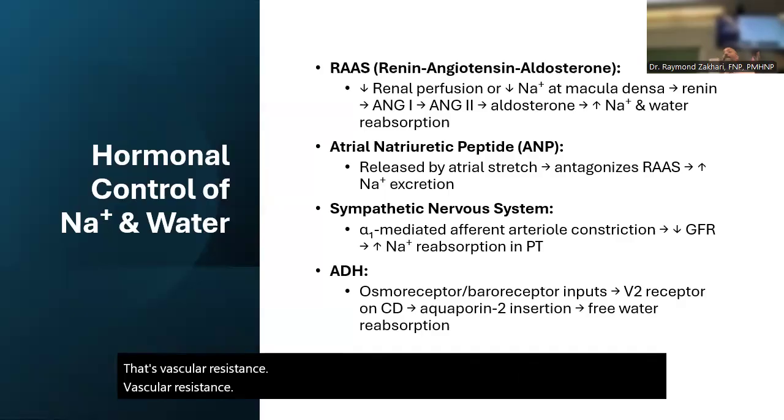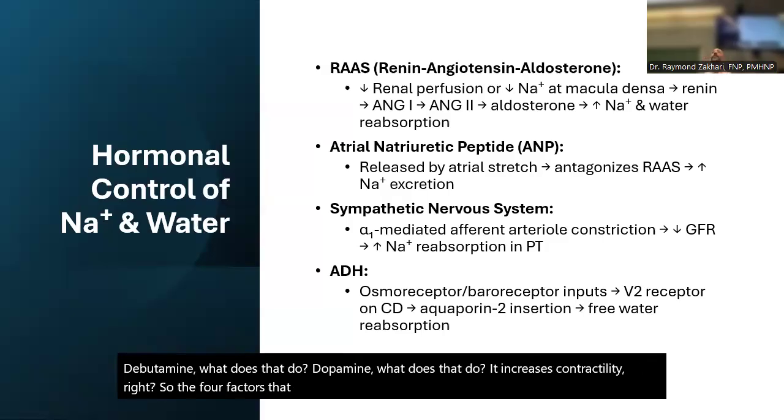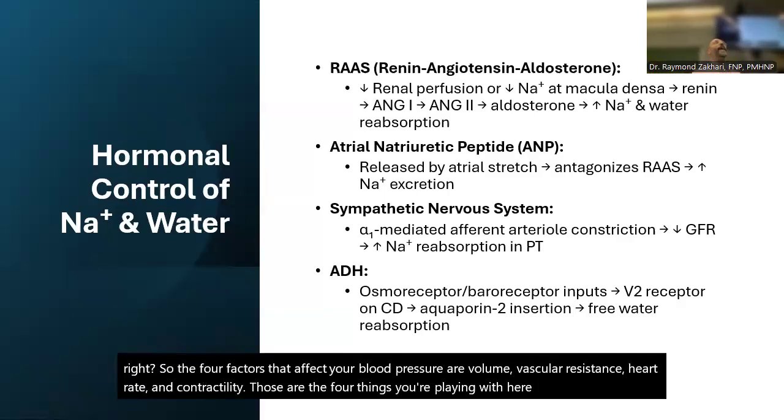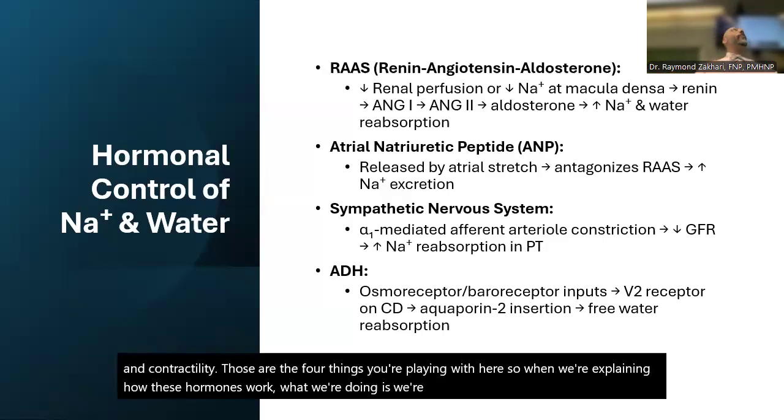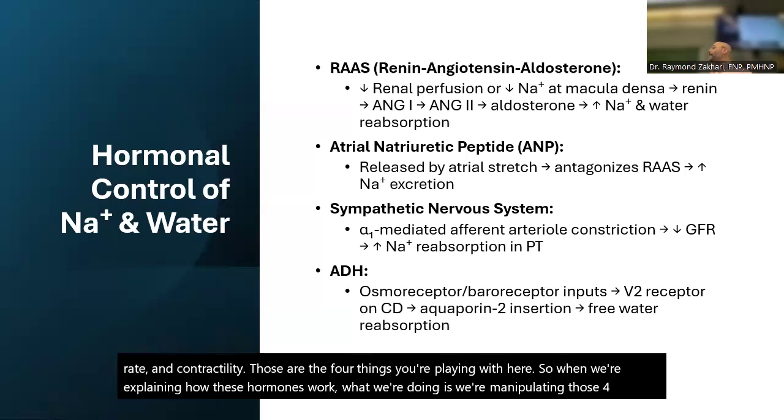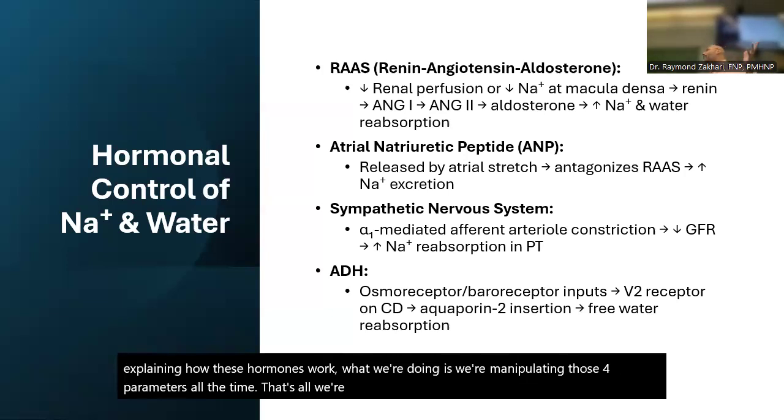Dobutamine. What does that do? Dopamine. What does that do? It increases contractility, right? So the 4 factors that affect your blood pressure are volume, vascular resistance, heart rate, and contractility. Those are the 4 things you're playing with here. So when we're explaining how these hormones work, we're manipulating those 4 parameters all the time. That's all we can do, right?